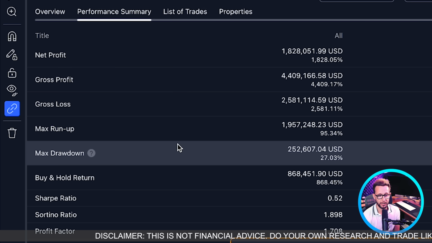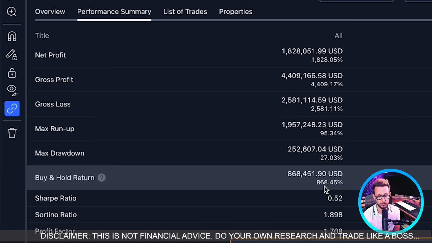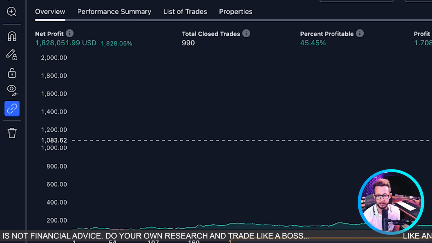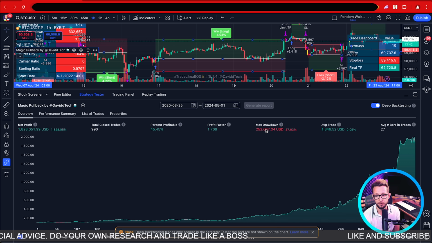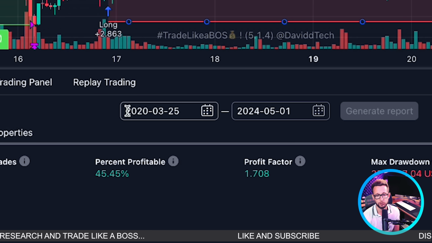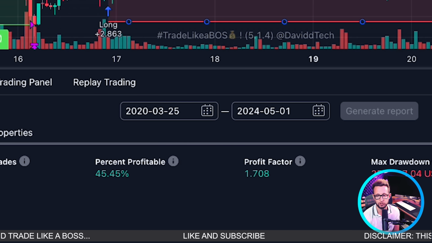Let's have a look at the buy and hold. The buy and hold would have been 868%, so we absolutely smashed that with this trading strategy, and we didn't go through all of the huge dumps that you might have by holding. We're backtesting all the way to 2020 March the 25th.